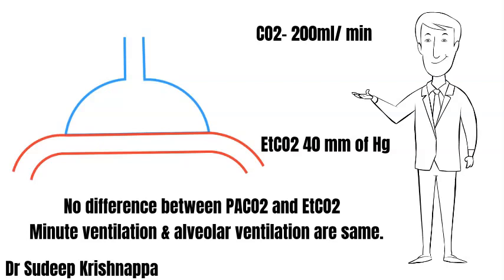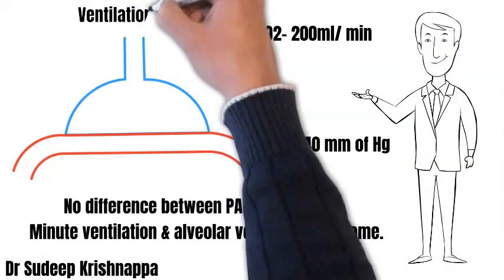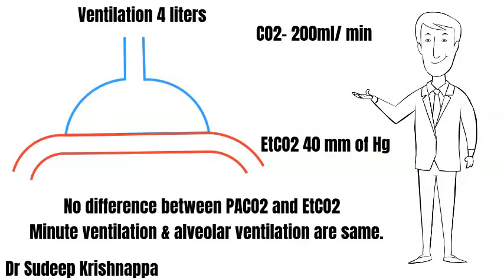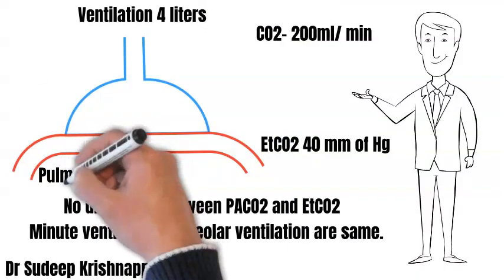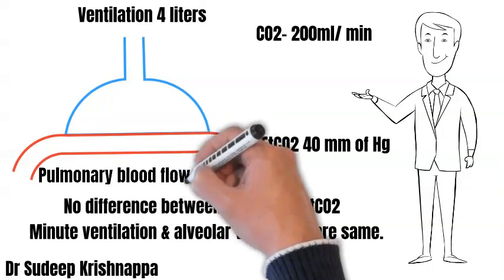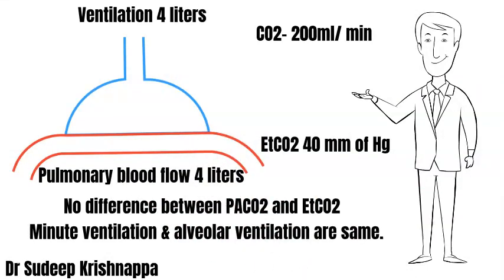The second is the minute ventilation and alveolar ventilation are the same, even though alveolar ventilation is less than minute ventilation. Now, in order to eliminate 200 ml of CO2 in a minute with the EtCO2 of about 40, we would need a ventilation of around 4 liters. And in order to keep a ventilation perfusion ratio of 1, the pulmonary blood flow would have to be a matching 4 liters. This minute ventilation of 4 liters is not an arbitrary number. I will try to explain over the next few slides as to how we arrived at this number.